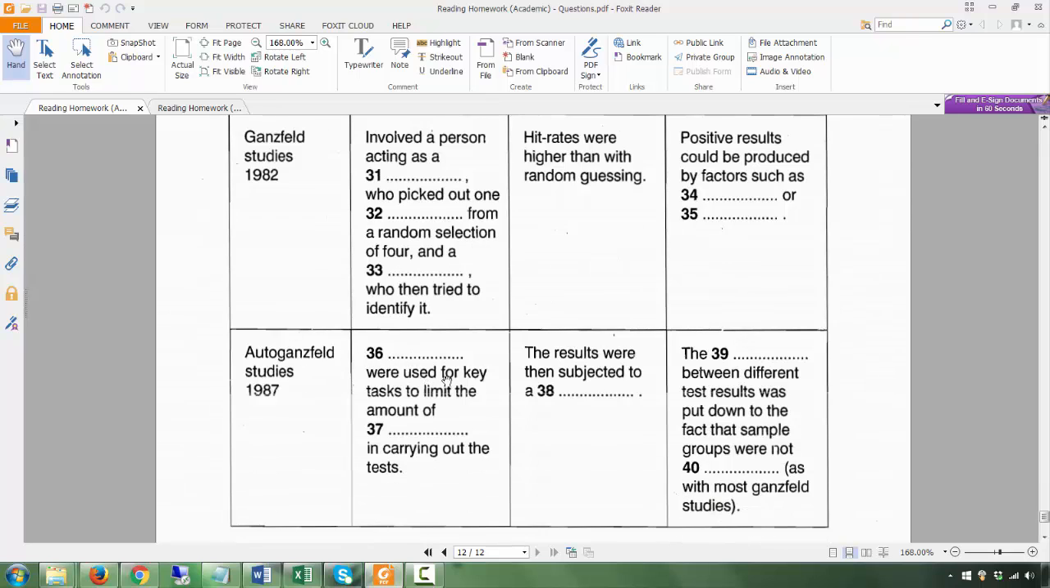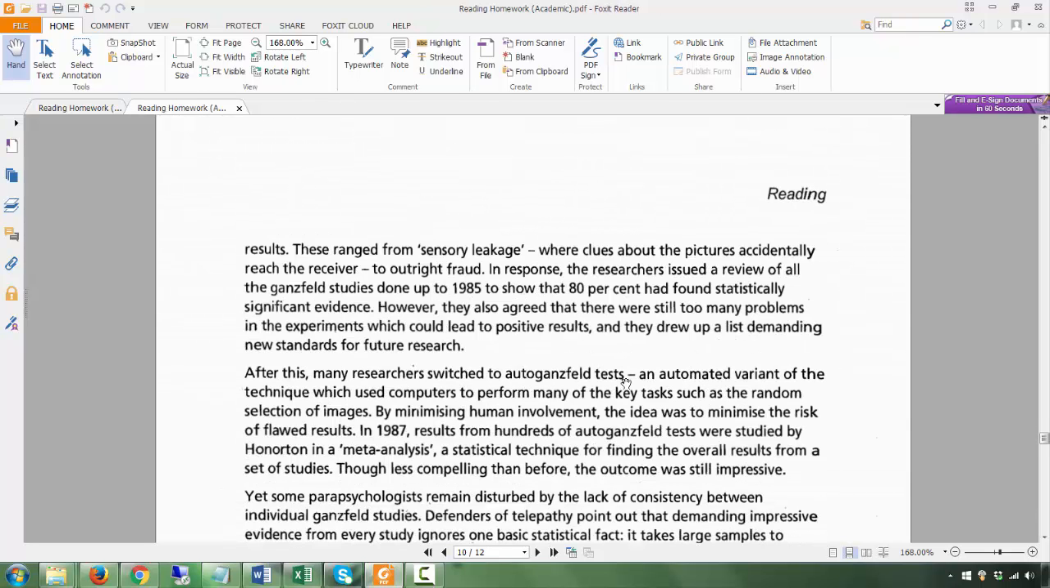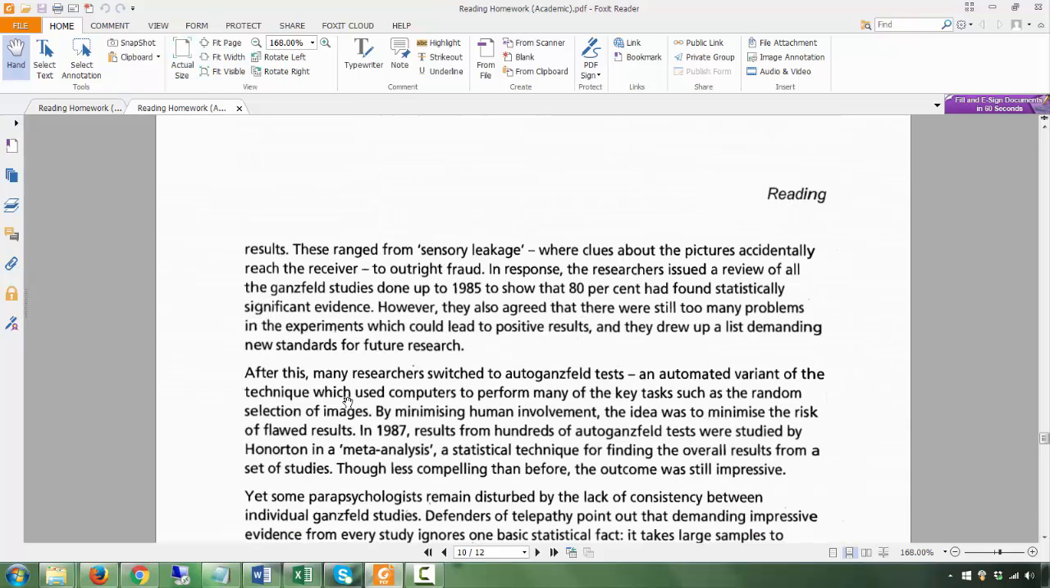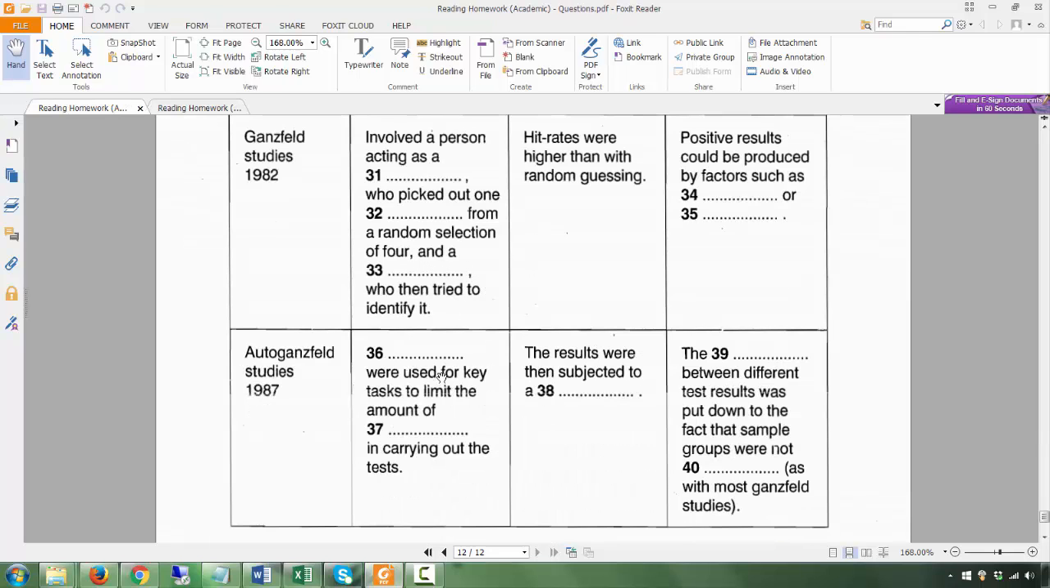Now, Otto Ganzfeld studies: what were used for key tasks to limit the amount of what? So we go to here, Otto Ganzfeld studies, question 36: what were used for key tasks to limit the amount of what in carrying out the test? Use computers. To limit means to make it less, minimizing human involvement. So computers were used for key tasks to limit the amount of human involvement in carrying out these tests.